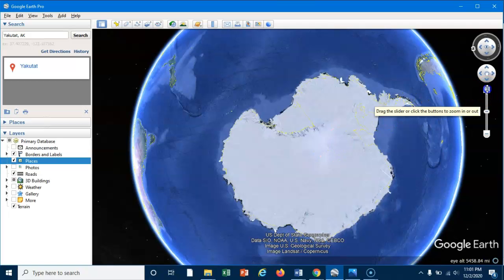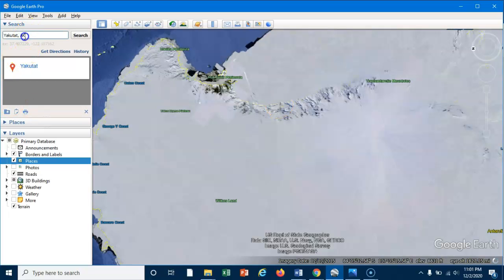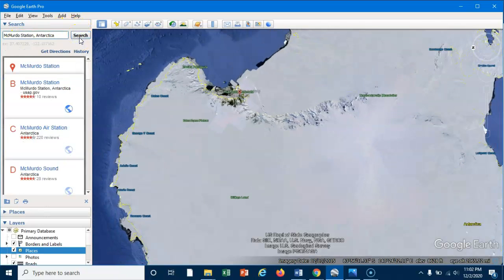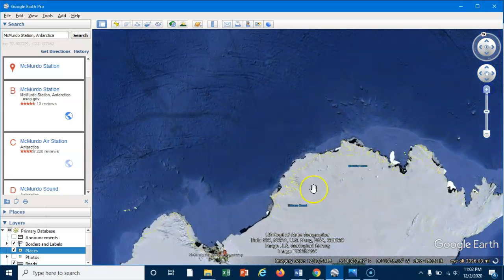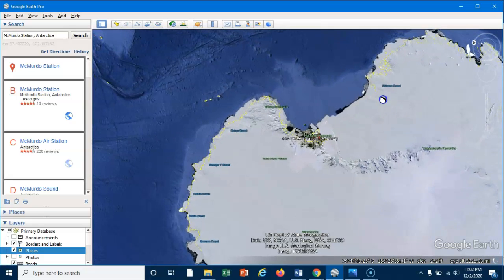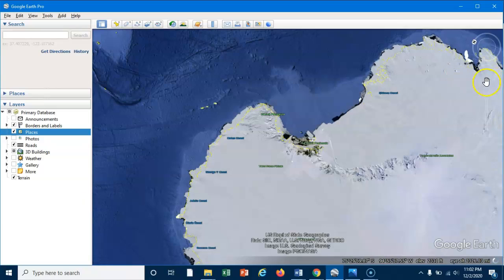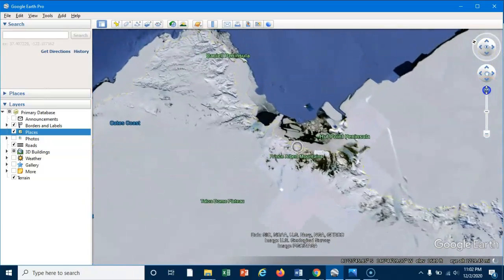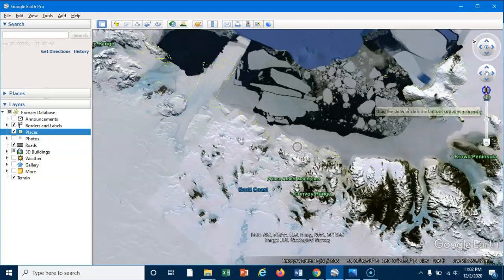So if you look at Antarctica, I'd kind of like to go see McMurdo Ice Station. Yeah, let's go there. I think I'm right close. Yeah, there I am. What are you doing? You're not going to the right place. I'm going to get rid of these, and we'll just zoom in on McMurdo Ice Station because it's a research area on Antarctica.